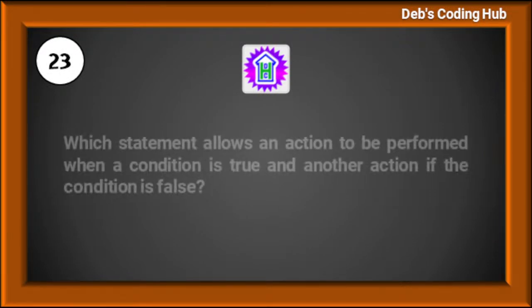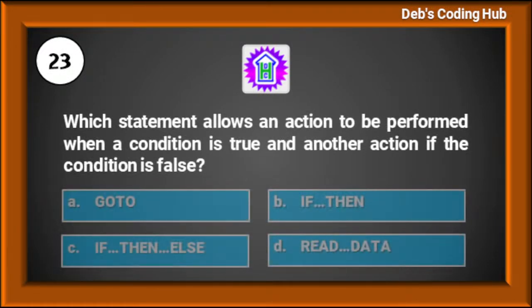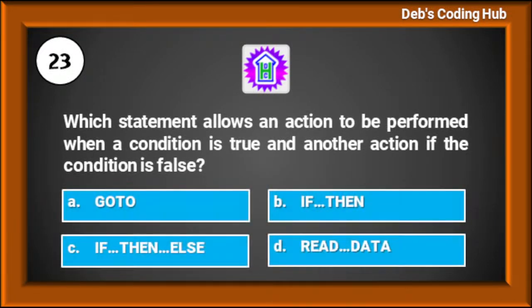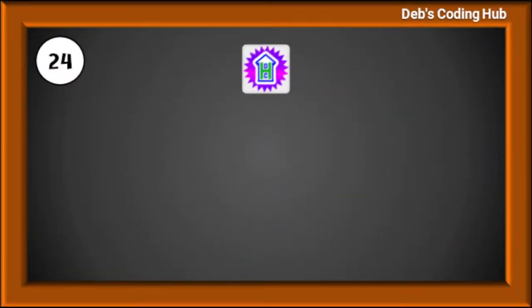Question number 23. Which statement allows an action to be performed when a condition is true and another action if the condition is false? So if we write the if then else statement, it will be doing that. So the answer is if then else. Question number 24.